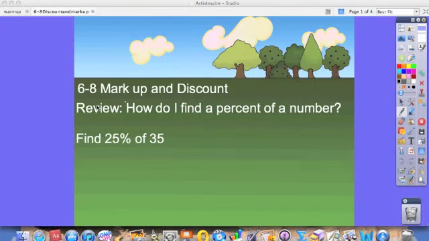Section 6-8, Markup and Discount. Before we start with markup and discount, let's do a review of how we find a percent of a number, because we'll be using this skill in this section.